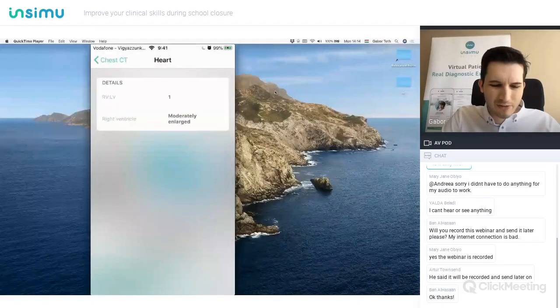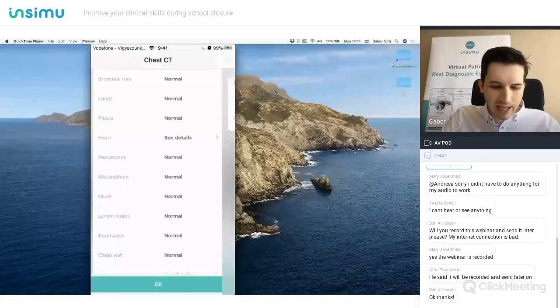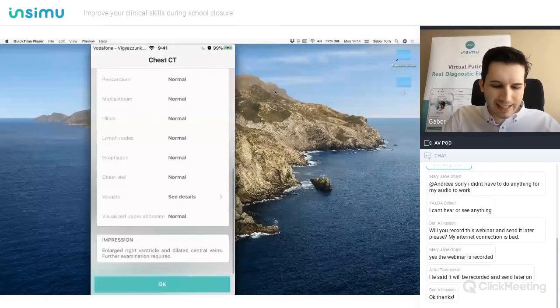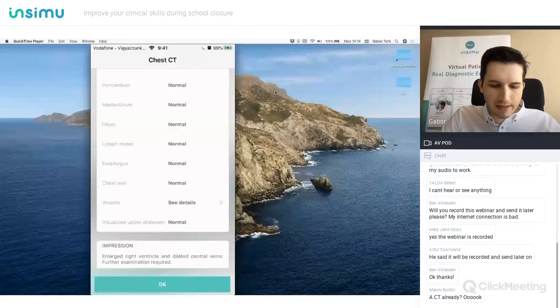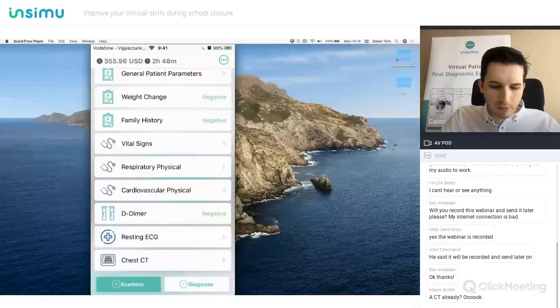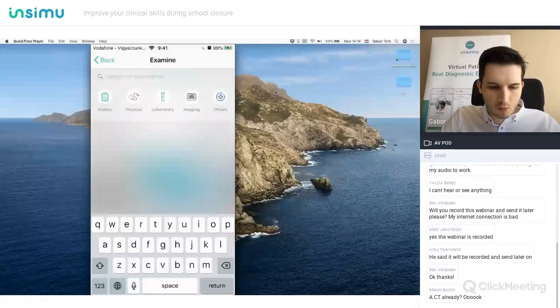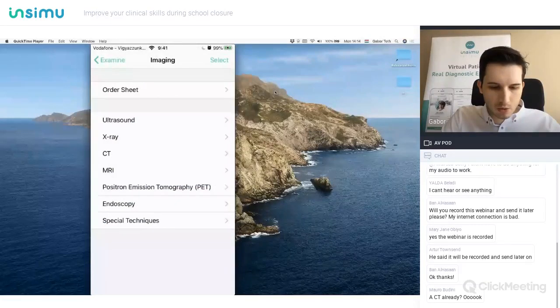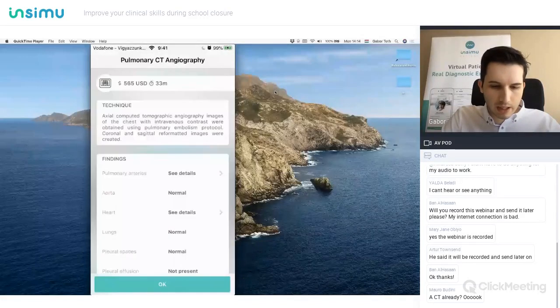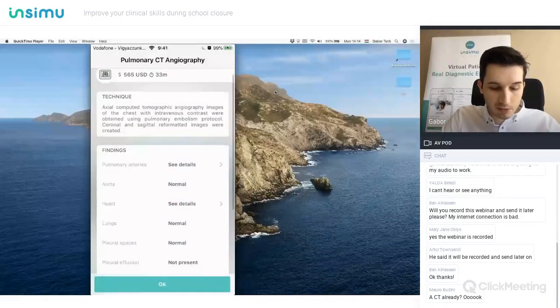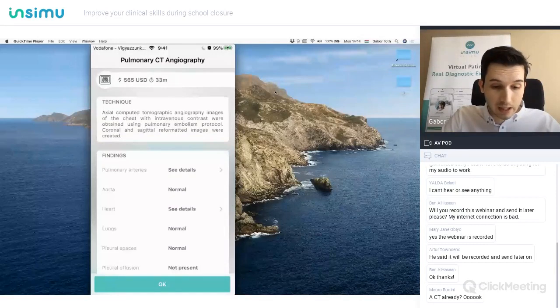All right. Well, if this is the case, I need a more sensitive test. I would do a CT angio. Maybe it's still a pulmonary embolism. Let's do that. CT angio. Okay. Pulmonary CT angio. All right. It cost me over $500, but let's see if it was worth it.